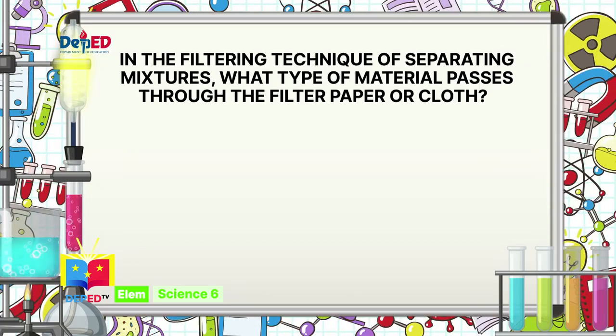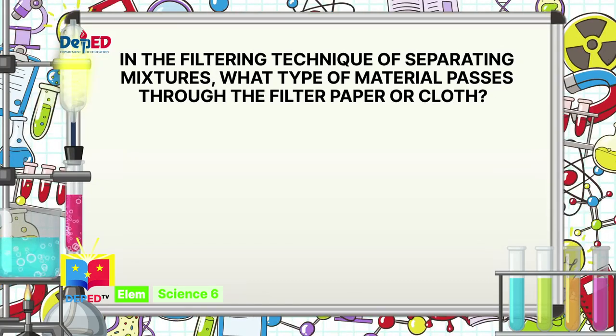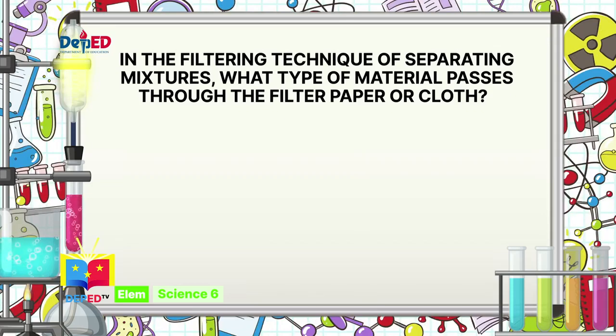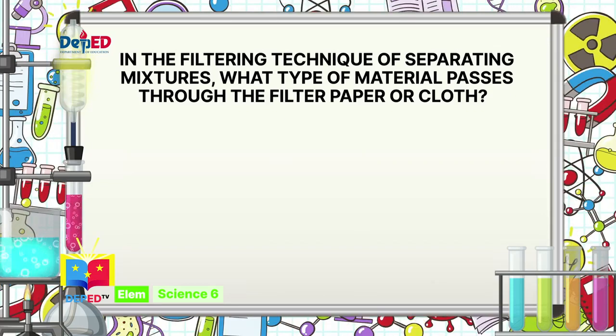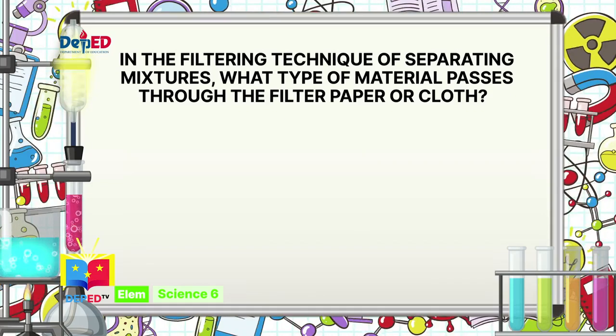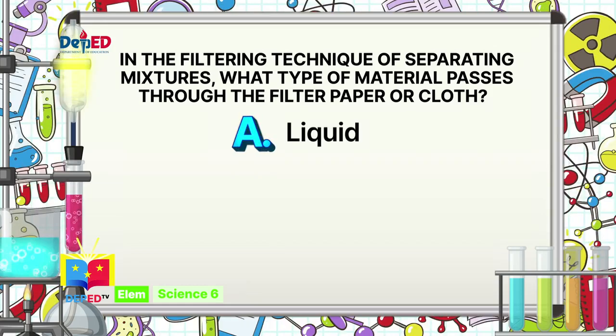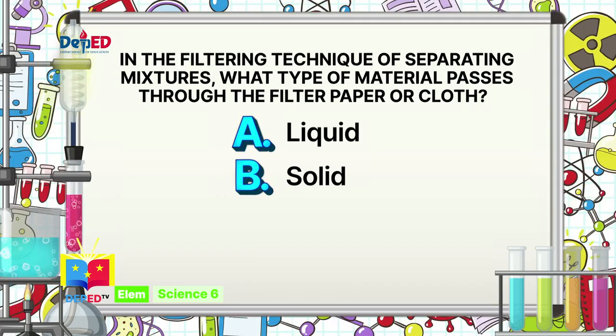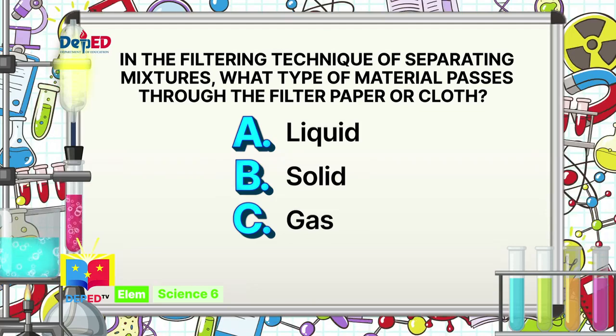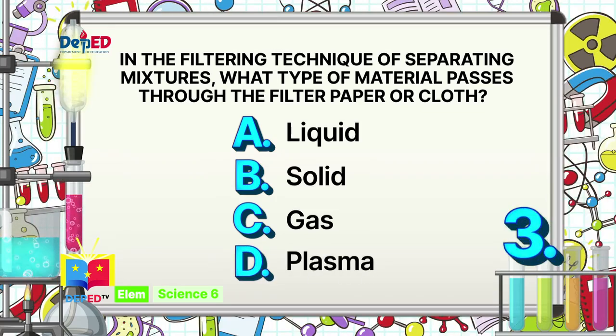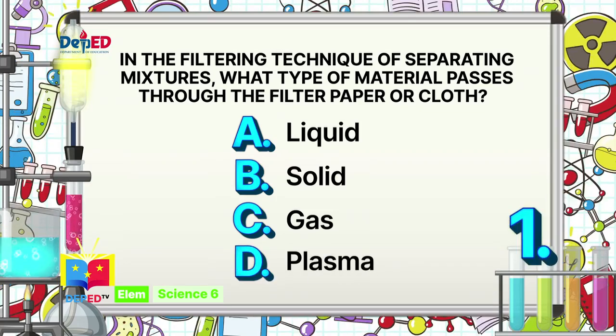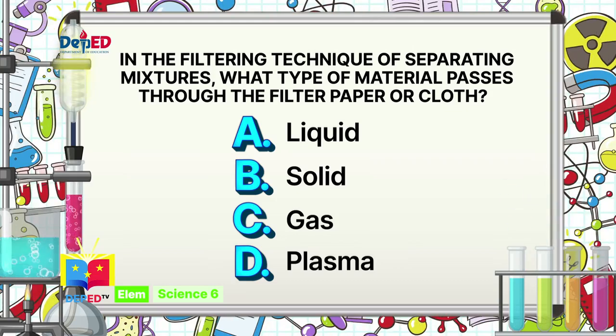Number 3. In the filtering technique of separating mixtures, what type of material passes through the filter paper or cloth? A. Liquid. B. Solid. C. Gas. Or D. Plasma. The correct answer is A.